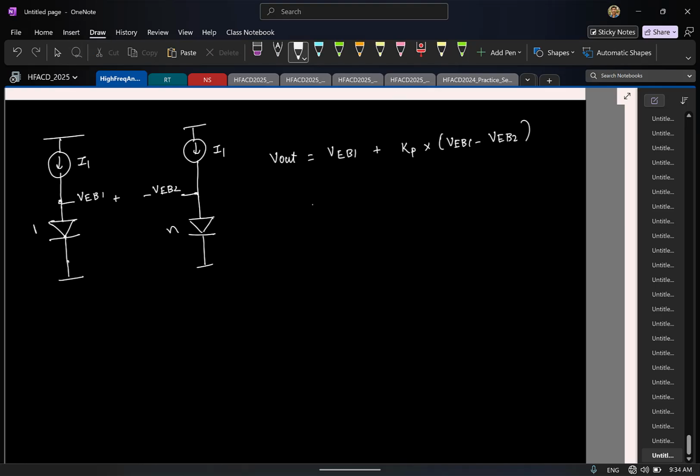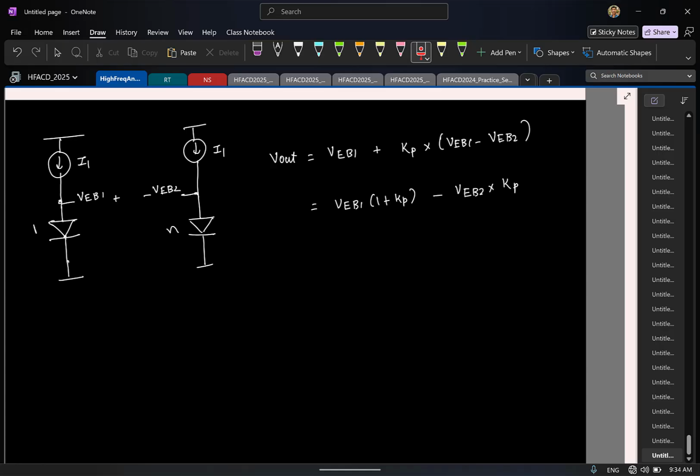So let me simplify this. I have VEB1 times (1 plus Kp) minus VEB2 times Kp. Now it looks like I have two voltages, VEB1 and VEB2. I need to scale one quantity by 1 plus a gain, another by minus some gain. So do you know some circuit that can give you a gain of 1 plus something and minus something? The gain should be minus K and 1 plus K.